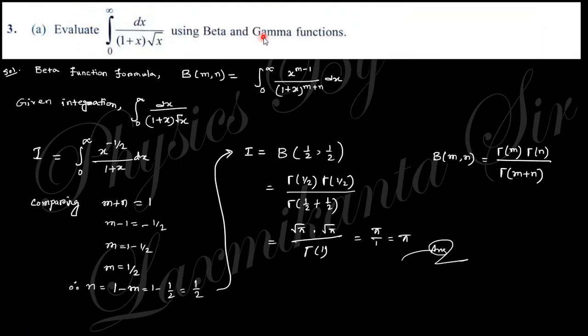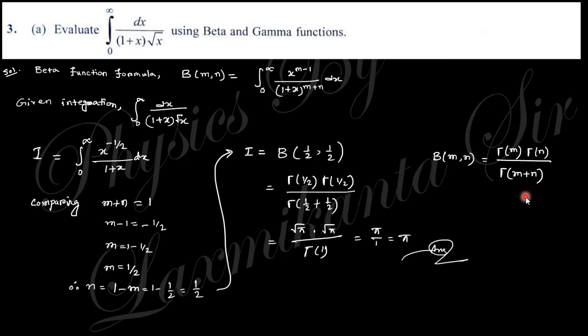Next, evaluate this integration using beta and gamma functions. This is the beta function formula. Given the integration, if you compare these two integrations, you can see that it is 1 plus x whole to the m plus n. So this is 1 here, and this root x can be written as x to the minus half, that is m minus 1 is minus half. So m is half and n is half. To know this relation between beta and gamma function, that is beta m n equals gamma m gamma n by gamma m plus n.